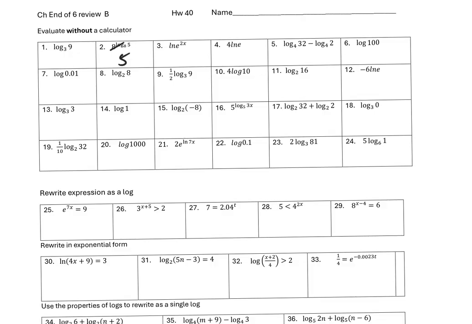ln of e to the 2x is 2x. 4 times ln of e is 4. And then 5 asks us to use the log property and know that I can rewrite that as the log 4 of 32 over 2, which is the log 4 of 16, which is 2. Now you don't know the log 4 of 32, and you don't know the log 4 of 2, so we have to condense it for that. Remembering that the log 3 of 0 on number 18 here is undefined.